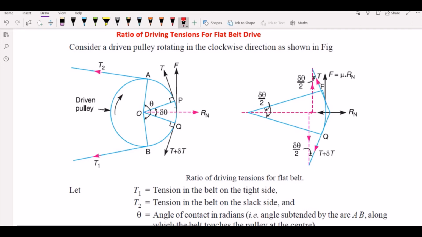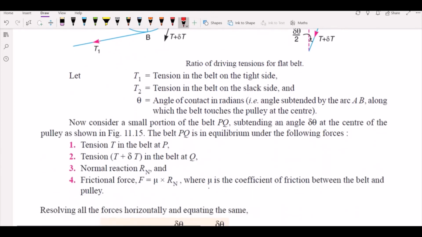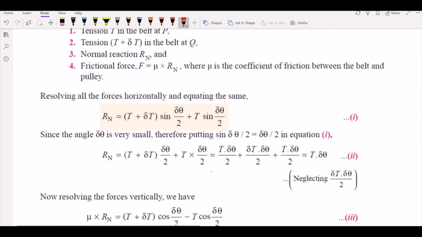If you take the zoomed figure here, then this is your force which is acting, that is nothing but the coefficient of friction into the radius of normal one, and this is your del theta by 2. This is the same, which is the sum of your tension plus your change in tension. So those are the parameters which you are going to consider. What we are going to calculate here is the ratio of tension T1 by T2, that is tension in the tight side to the tension in the slack side. That is what we are trying to calculate.